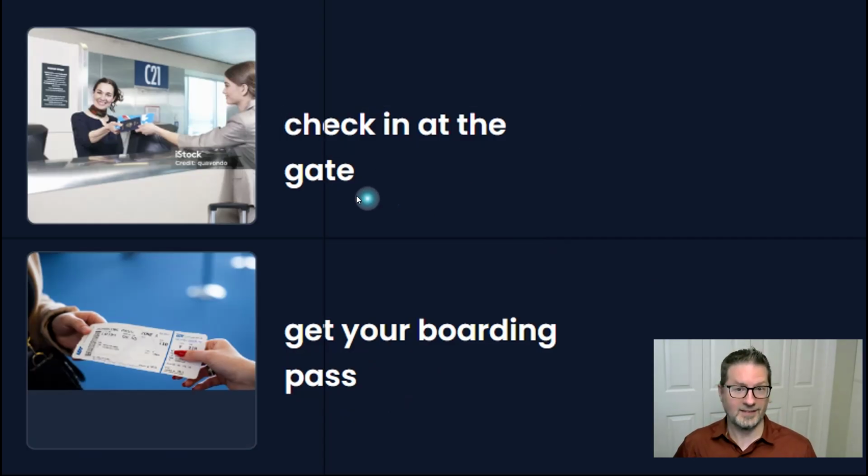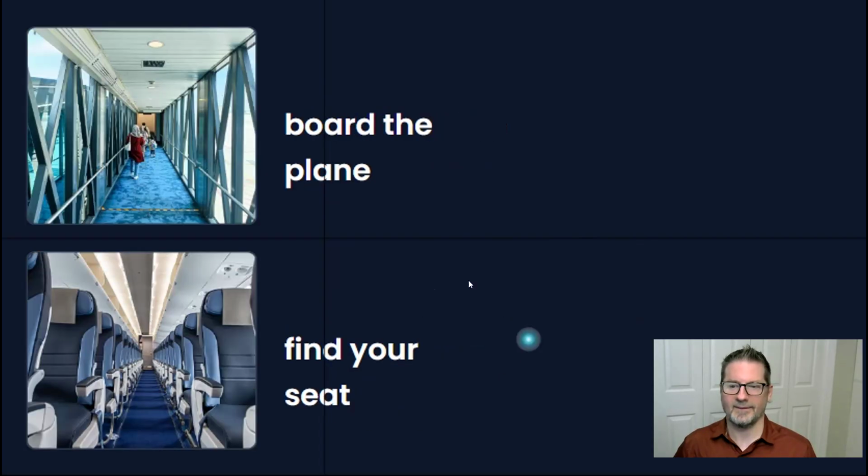Check in at the gate. When you check in at the gate, you get your boarding pass. Get your boarding pass. Board the plane. When it's time for your flight to leave, you board the plane. Find your seat. When you get on the plane, you must find your seat.